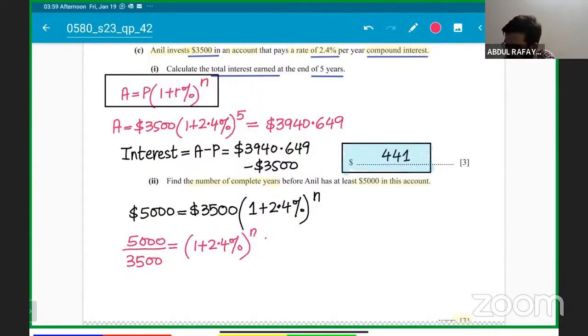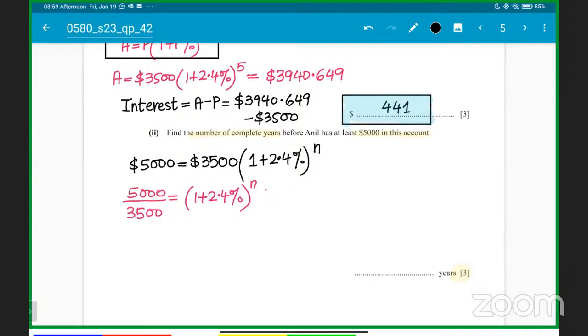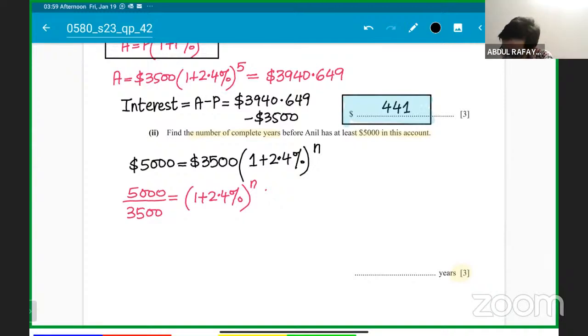Everyone with me following? So 5,000 divided by 3,500 is coming 10/7, okay? And 1 plus 2.4% is coming 1.024 to the power of n. Everyone getting this clear? Any questions?